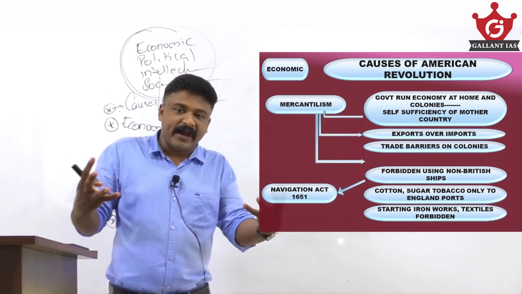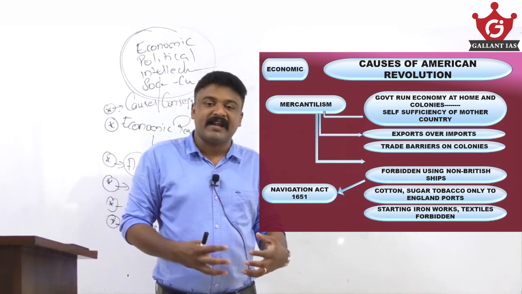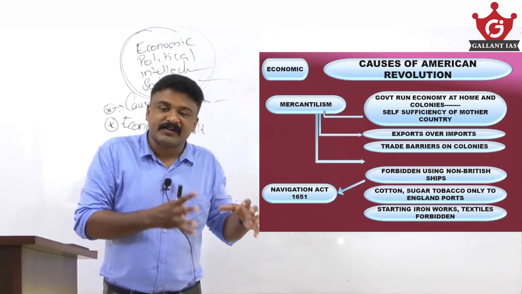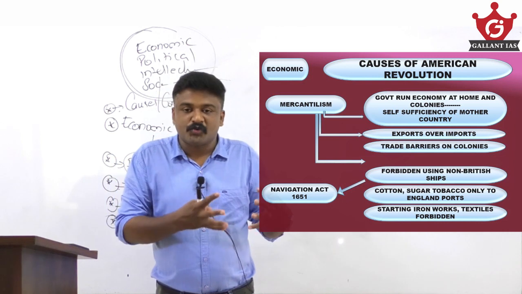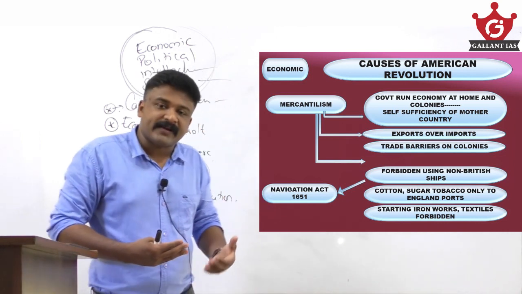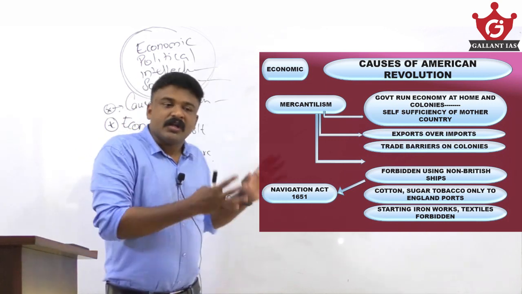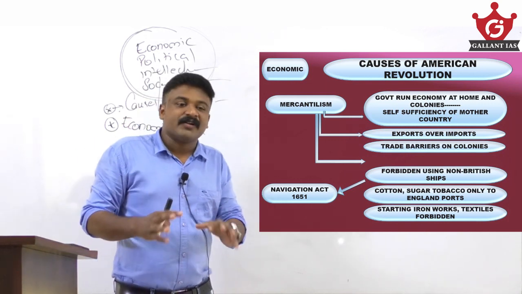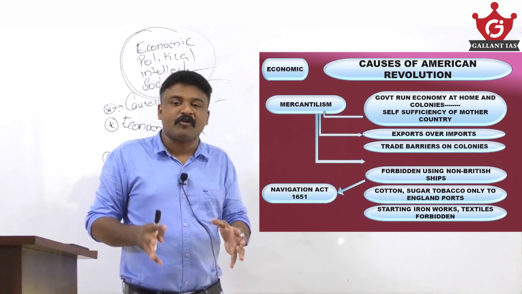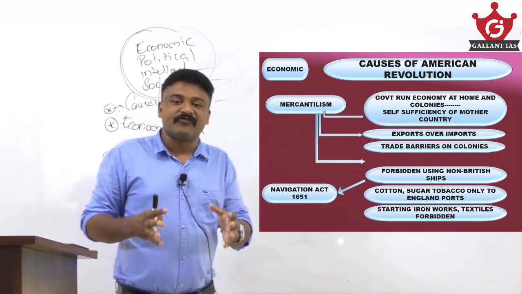That is to accumulate maximum wealth for the mother nation in the form of gold and silver, to boost the mother country's GDP, or the wealth and prosperity of the mother country. So as a result of the mercantile policy of the British, they made America their colony, a supplier of raw materials and buyer of British products. This is basically for boosting the economy and wealth of Britain.